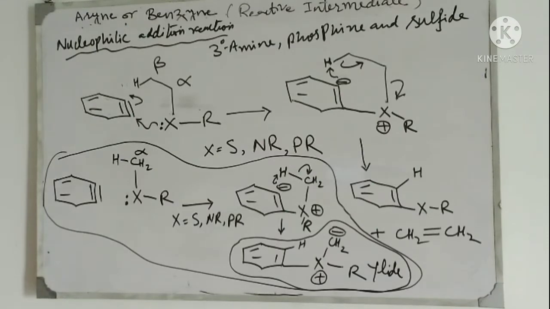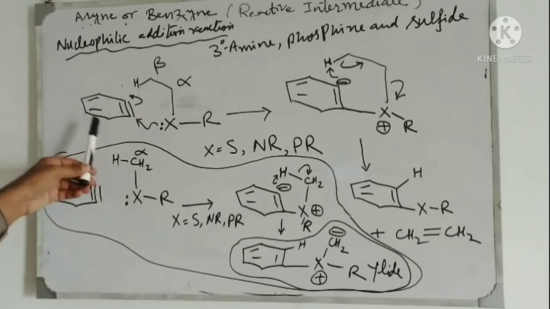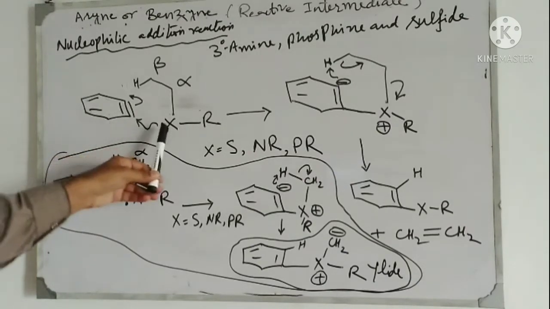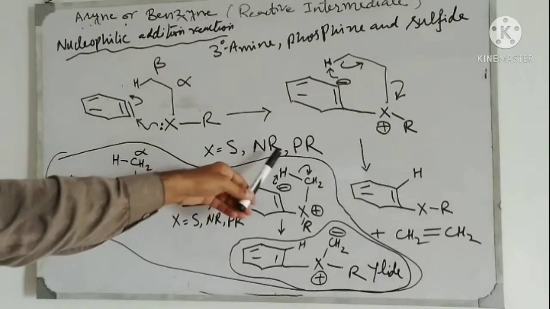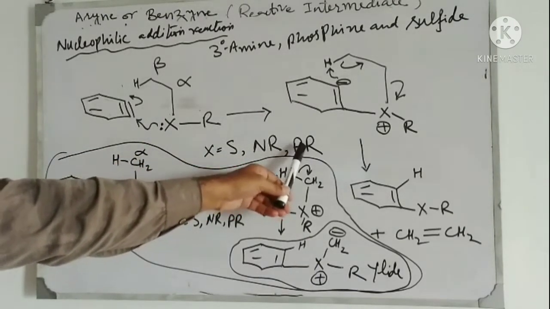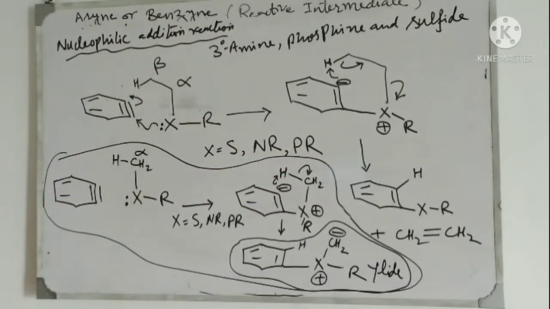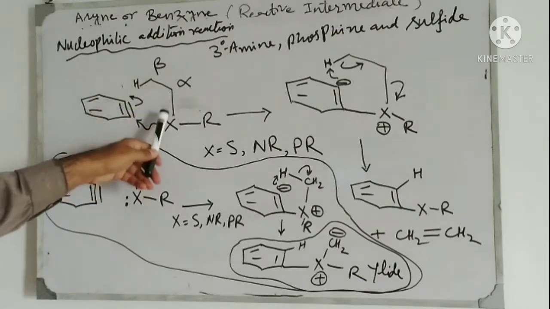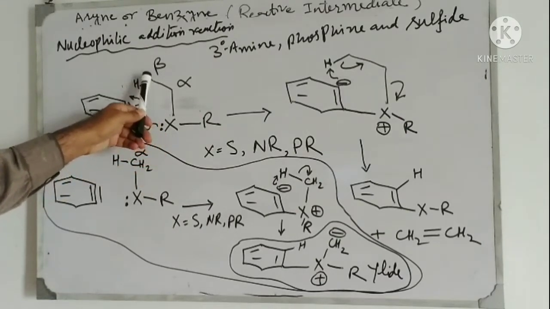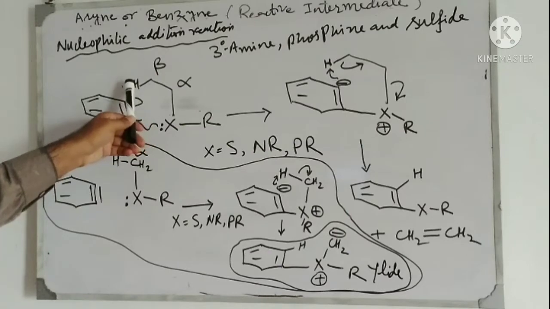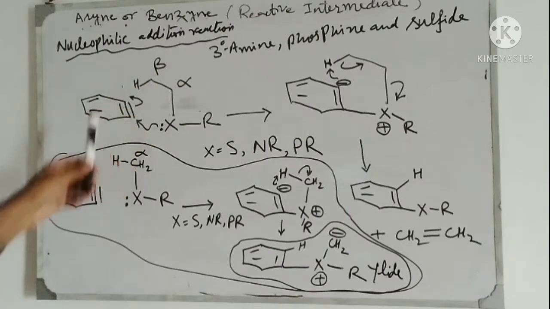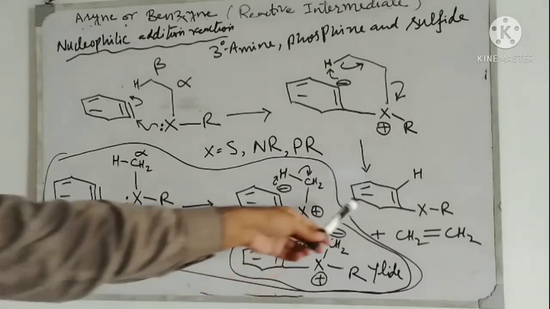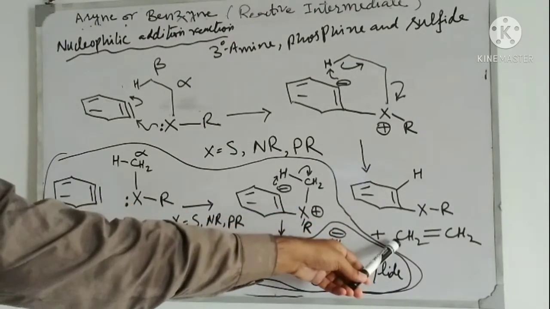When tertiary amine, phosphine and sulfide is added to this benzyne intermediate, we generalize this concept. Here the X is nitrogen, sulfur, or phosphorus, and R is an alkyl group. If the tertiary amine, phosphine or sulfide has beta hydrogen, this is the alpha carbon, this is the beta carbon, so hydrogen attached to this beta carbon is called beta hydrogen. If they have the beta hydrogen, then we form this substituted benzene as a product, and ethene is eliminated.